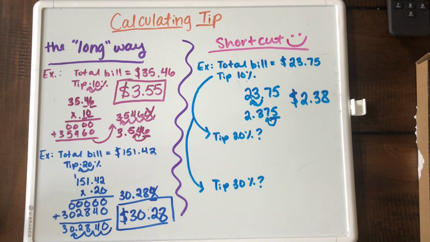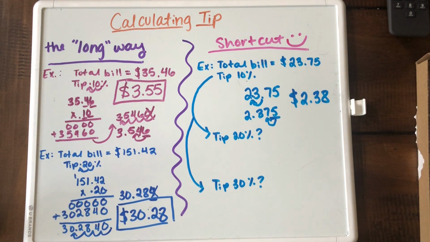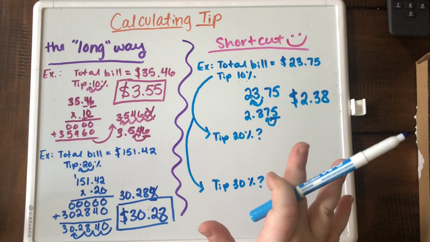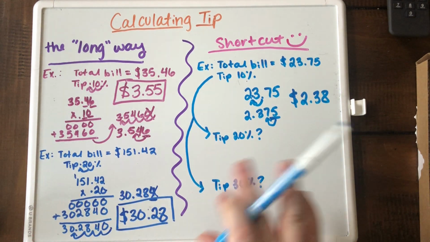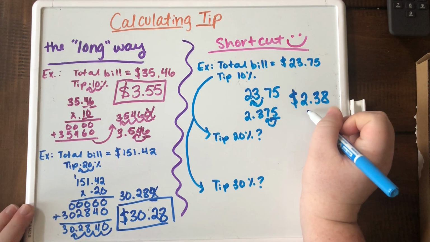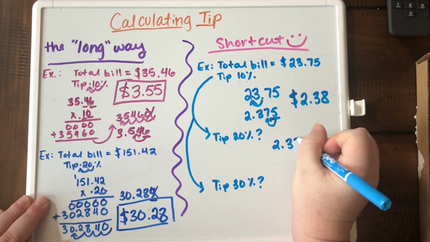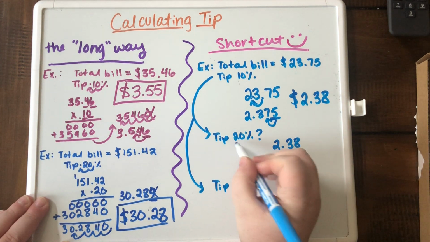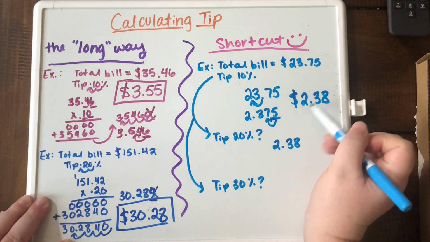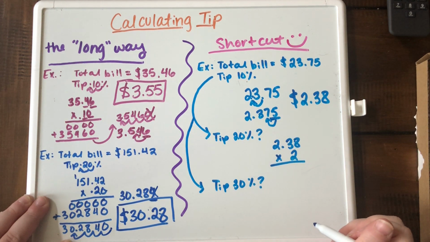You went to a restaurant and the service was awesome and your bill was only $23. You figured out 10%, but you're like, no, that's not enough. I really want to give them 20%. They were awesome, so how would I figure out 20%? Well, you take what this 10% is, 2.38, and you just double it, because 10 doubled is 20, so 10 doubled would give me what 20% is, okay?